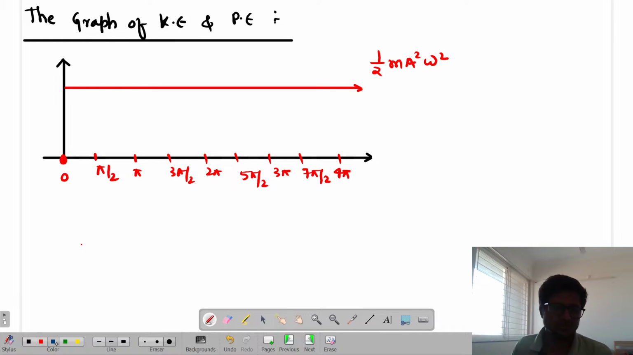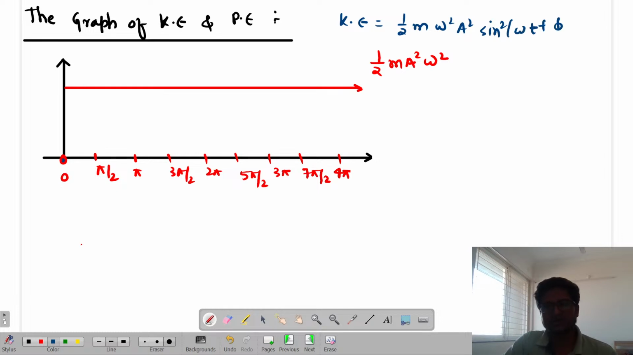तो ध्यान से देखो काइनेटिक एनर्जी का वेरिएशन कैसा है। काइनेटिक एनर्जी इज रिटन एज half m omega square A square sin square (omega t plus phi)। तो ध्यान से देखो, ये साइन वाला टर्म वेरिएशन है ना?